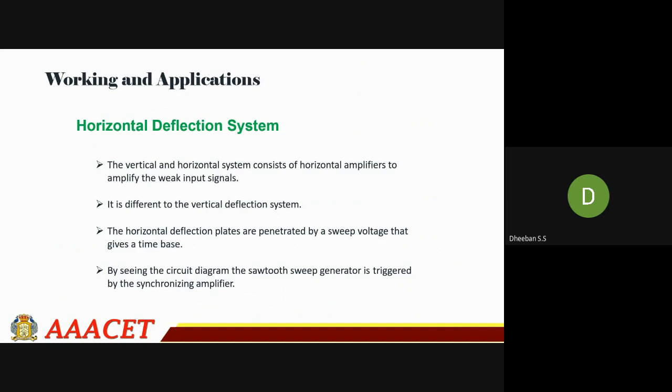Coming to the horizontal deflection system, it consists of horizontal amplifiers to amplify the weak input signals. But it is different from your vertical deflection system, because here we are talking about your time base.